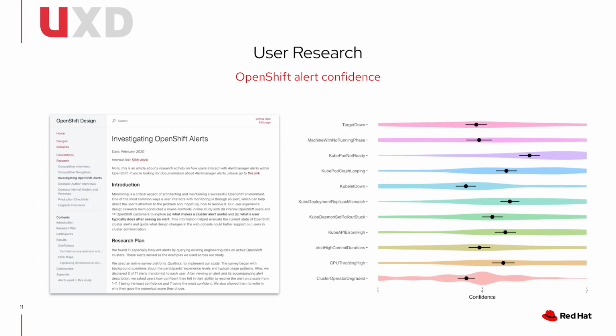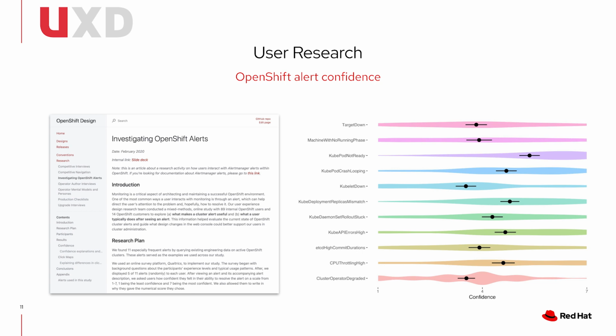We even do things at the lower levels too. So this is an interesting study. It's a very cool visualization there on the right-hand side, but we basically measured and looked at various alerts that are in OpenShift today, like a machine with no running phase or queue pod not ready. And we basically asked you, if this were to pop up on your screen or in Slack or on your phone through PagerDuty or something, how confident would you be in your ability to actually address that issue and find the root cause of that issue and solve it as well?